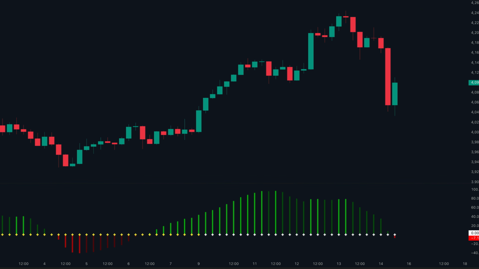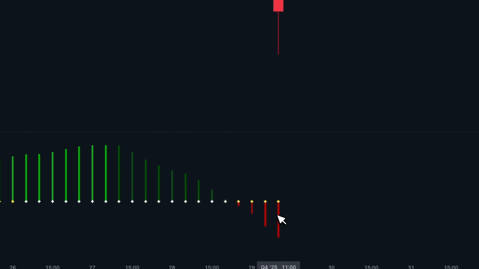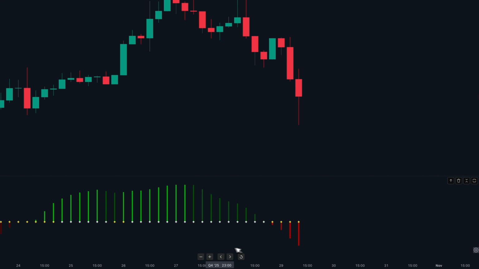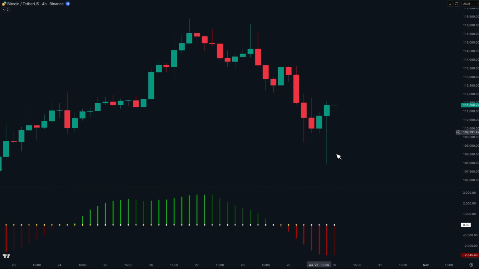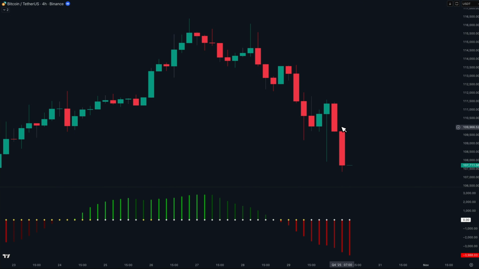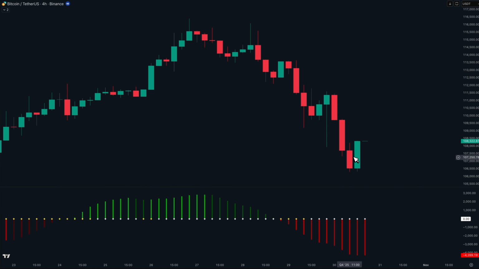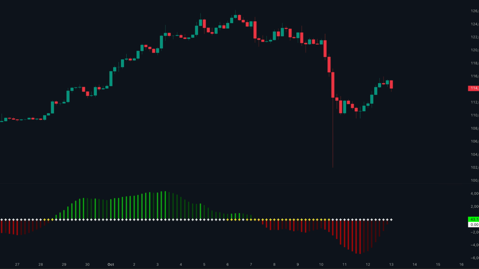Then when those dots flip from yellow to white, the squeeze has fired, volatility expands, and that bullish momentum finally starts pushing price. On the opposite side, if the histogram is red while dots are yellow, sellers are pressuring the market, but the breakout hasn't happened yet. It's a silent bearish buildup. And when those dots switch to white during a red histogram, the squeeze releases downward, momentum expands, and price often accelerates to the downside.